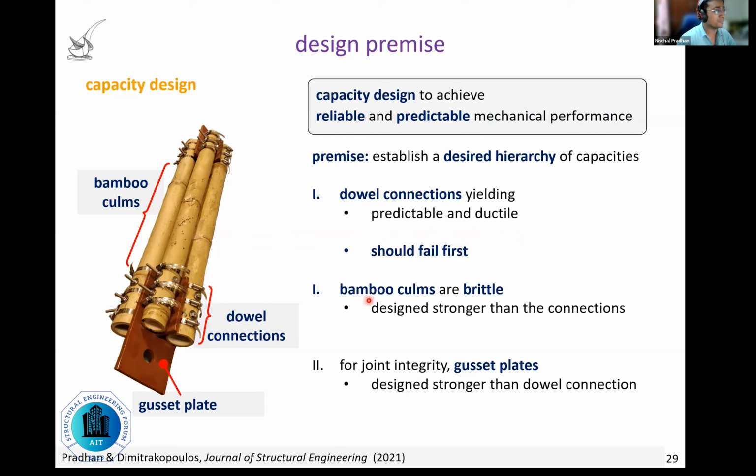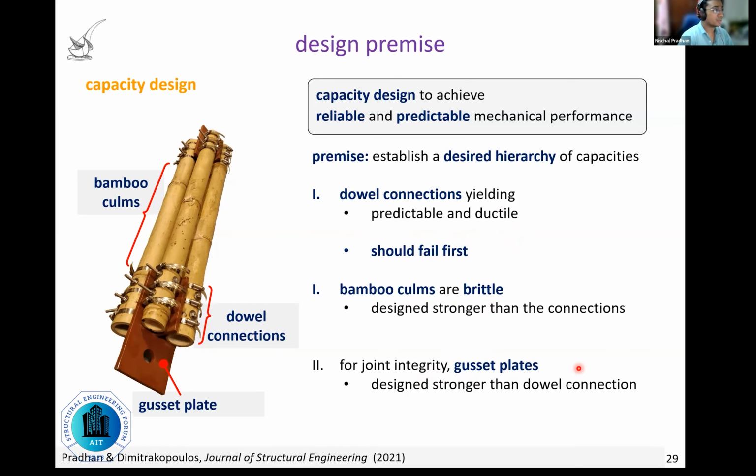Okay, the bamboo columns are brittle, and hence their failure is undesirable, and they have to be designed stronger. The failure of gusset plate is also undesirable, because in a typical structure, the gusset plates connect multiple axial members together. Therefore, the failure of gusset plate can result in structural collapse by loss of joint integrity. Therefore, we don't want gusset plates to fail as well.